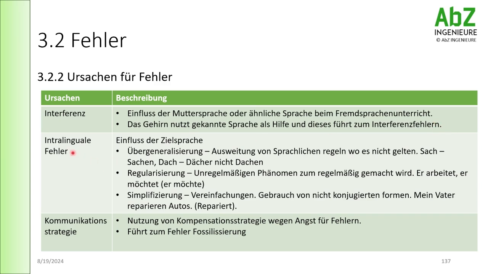Then you have something called intralinguale error. This is due to the influence of the target language itself. This has a lot of categories. First one is Übergeneralisierung. That is basically you are extending a rule towards other areas where that rule doesn't apply. Typical example is plural form. Sach is Sachen and Dach is Dachen. But the real plural form is Dach is Dächer. So here you have extended the Sachen to Dach and you have come up with Dachen, which is wrong.